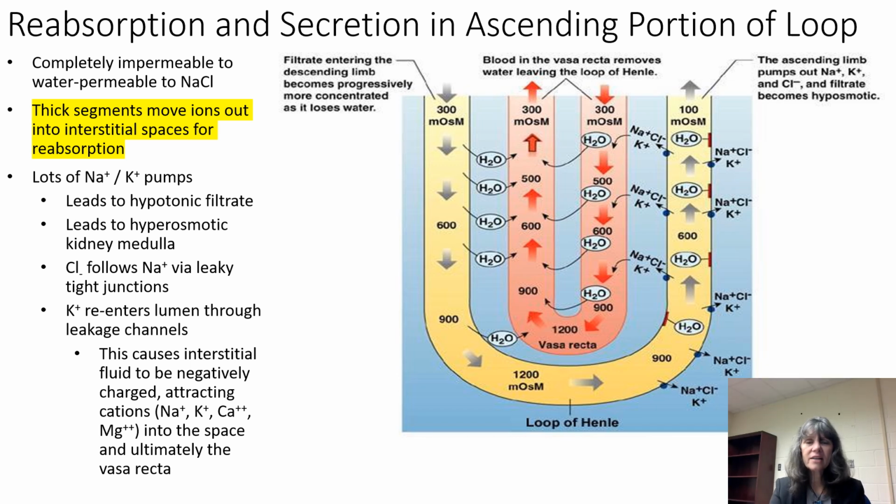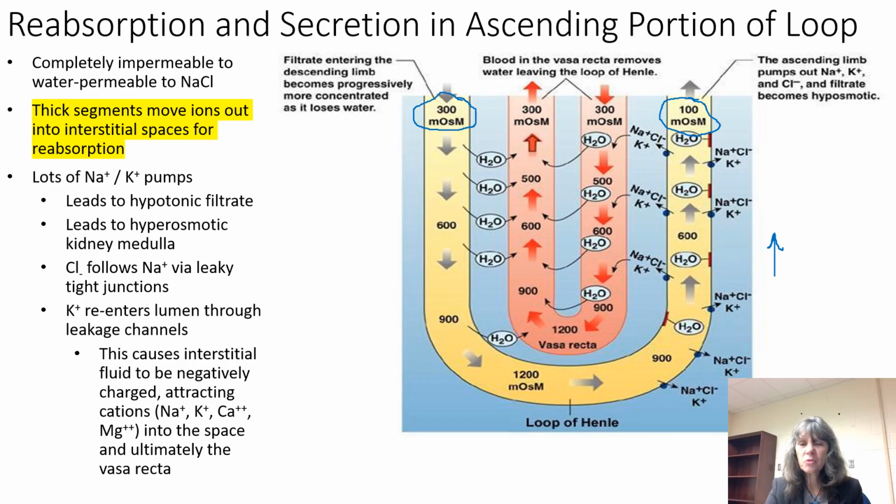So now we've got the ascending portion of the loop, which is the ascending limb or ascending loop. And the ascending limb of the loop of Henle or ascending portion is completely impermeable to water now, but it is freely permeable to salt. And so that means that salt is going to go out, and that's going to decrease the osmolarity of the urine.